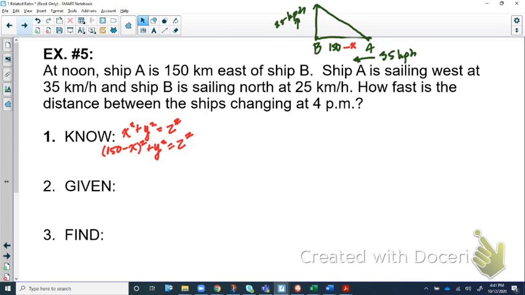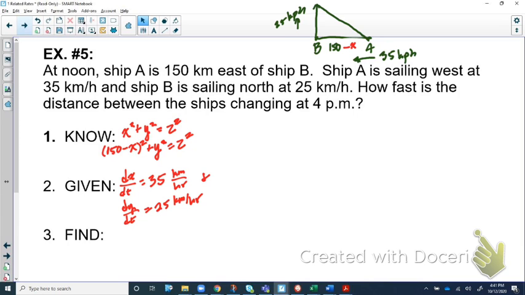They gave us a couple of rates. They're giving us dx/dt of ship A to be 35 kilometers per hour, and they're giving us dy/dt to be 25 kilometers per hour.